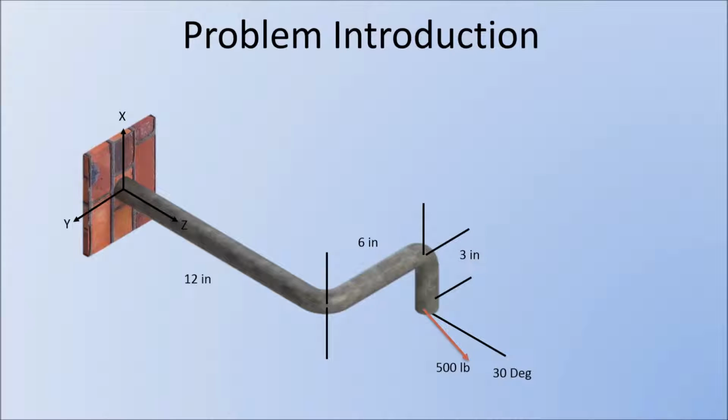Now our problem involves this bar here that's attached to a brick wall. Its dimensions are 12 inches in the Z direction, 6 inches in the minus Y direction, and then 3 inches in the minus X direction.